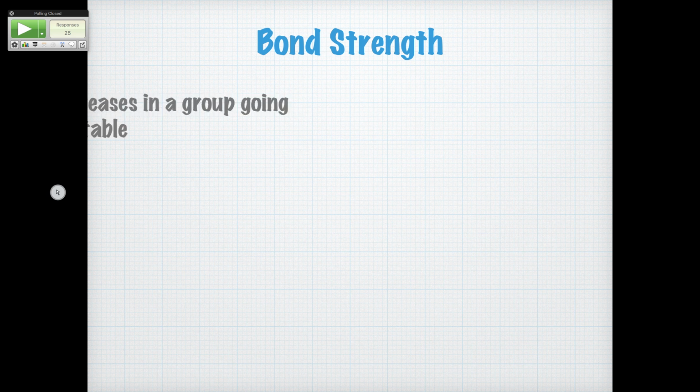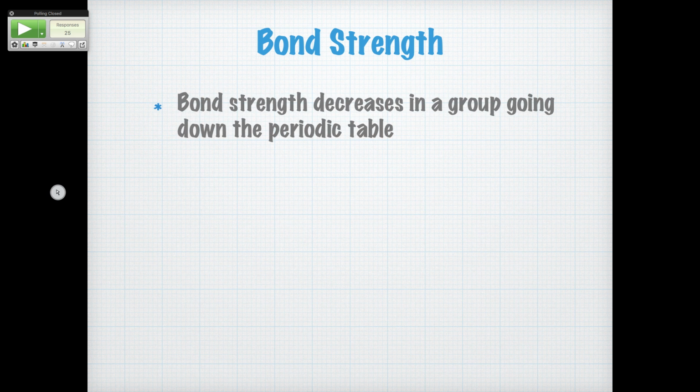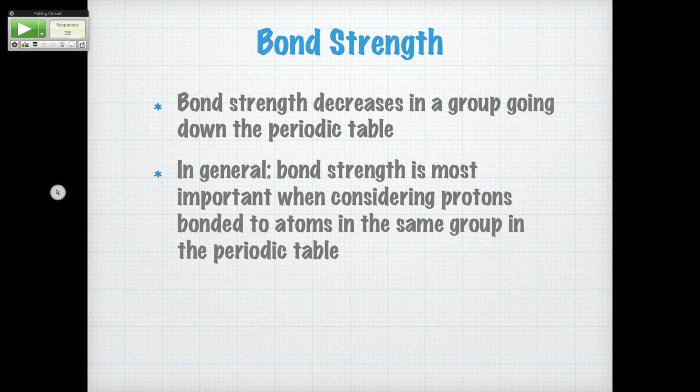Okay, so bond strength decreases in a group going down the periodic table. If you're going down the periodic table, bond strength decreases. In general, bond strength is most important when considering protons bonded to atoms in the same group in the periodic table. So did you talk about the halogens? So you've got HF and HI. Which one is the stronger acid? Do you know? It's HI.